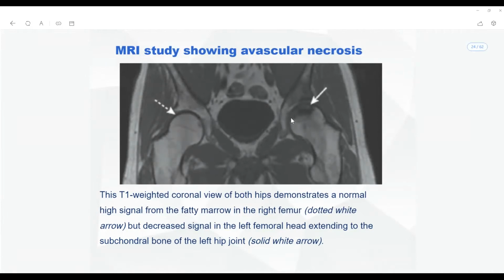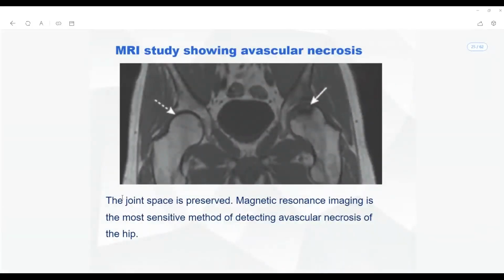The same patient we looked at on the conventional radiograph. Here we can see a decreased signal intensity, or we can also call it a hypo intense signal, on the femoral head, which is a classical feature of avascular necrosis. Okay, so that is how it is, right?